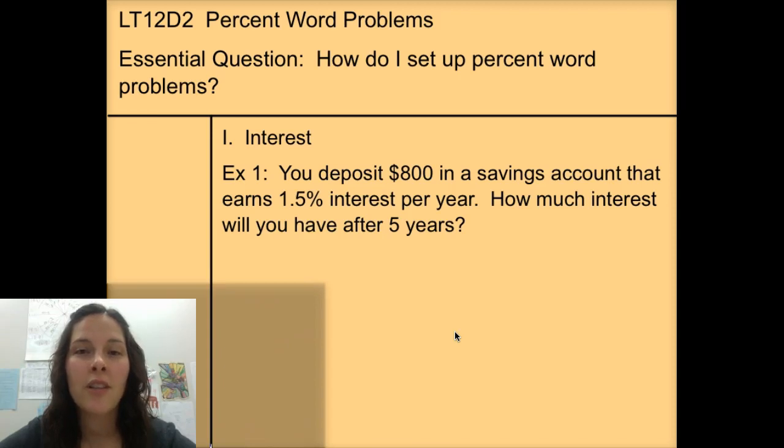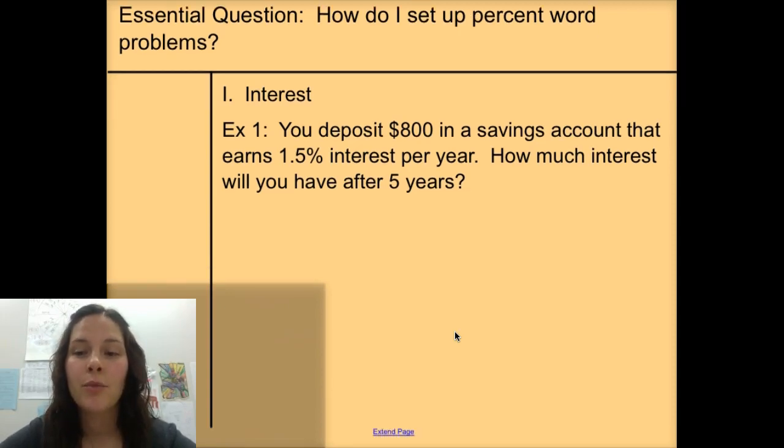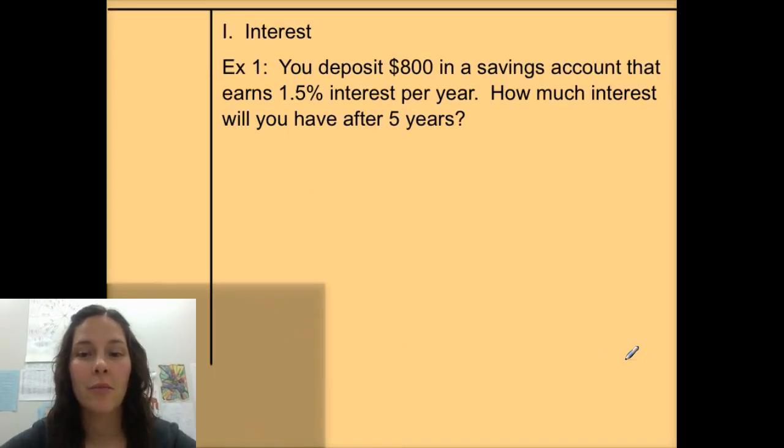So we're starting off with simple interest, very similar to if you have a savings account at a bank. You earn interest on your money by investing it with the bank. This ends up being a percent proportion. So we're going to start off by setting up our is over of and solving from there. So reading through this, we need to figure out what the is, the of, and the percent are, even if those words don't exactly appear in the problem.